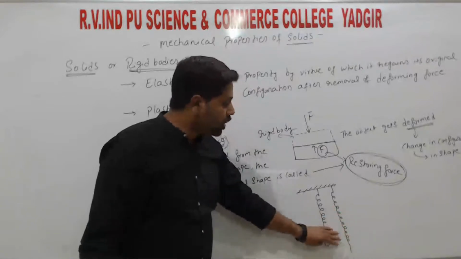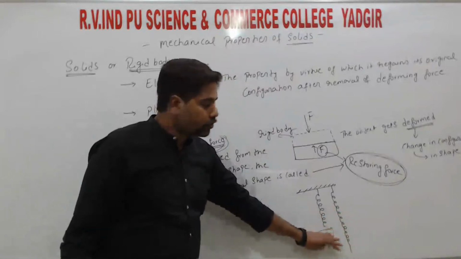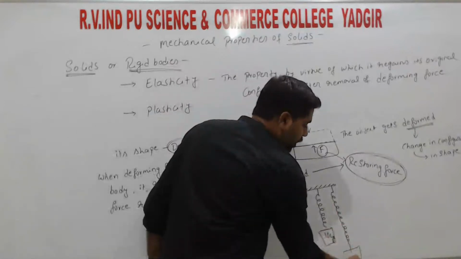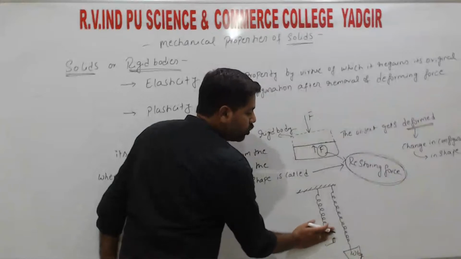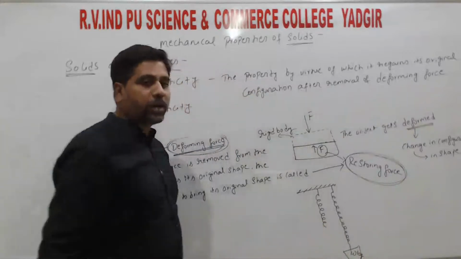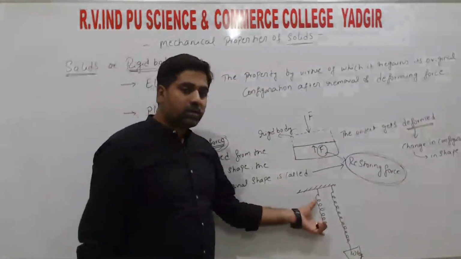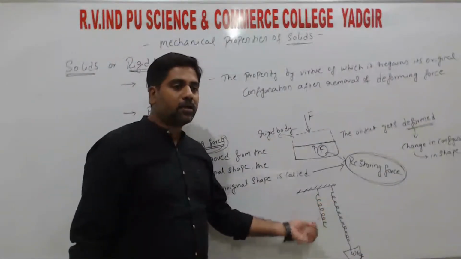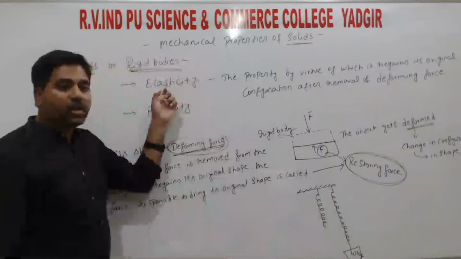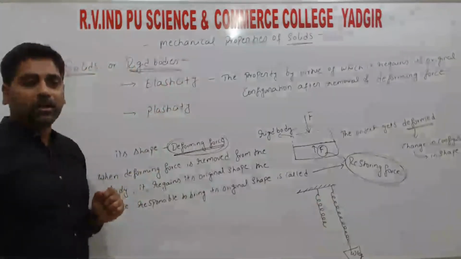So when we remove the deforming force, the 10 kg load that we applied, if we remove that load, again it will come back to its original configuration. That spring returns to the same shape, the same configuration. That property we call the elastic property.